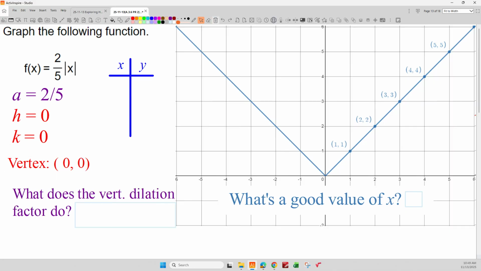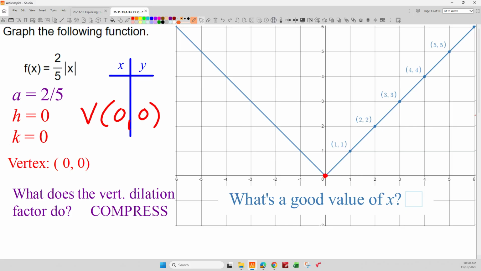Okay, what does the vertical dilation factor do here? It's going to squish it, because 2/5 is less than 1, right? So it's going to squish it or compress it. Okay, so we know that the vertex has coordinates 0, 0. So there it is, right there.